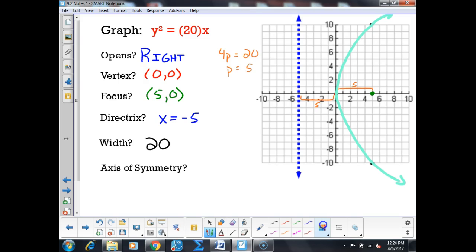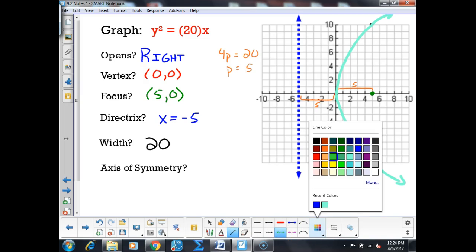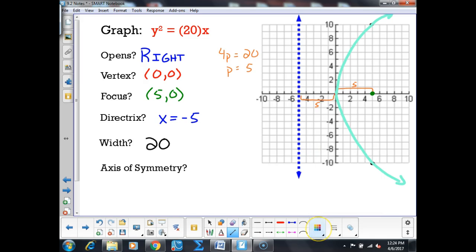Okay, so then the last is the axis of symmetry. What is the axis of symmetry? Y equals 0. It's the line through the vertex and the focus, which is y equals 0.